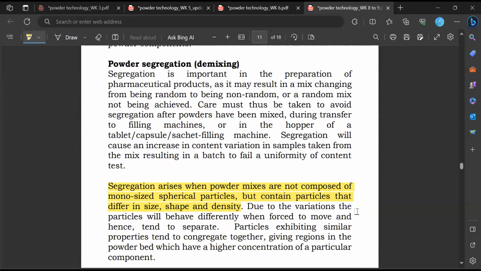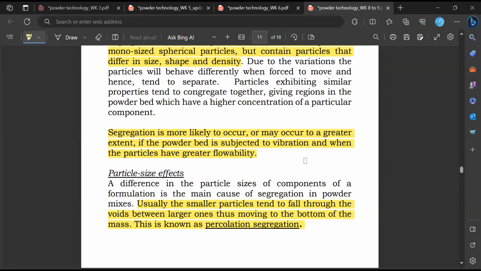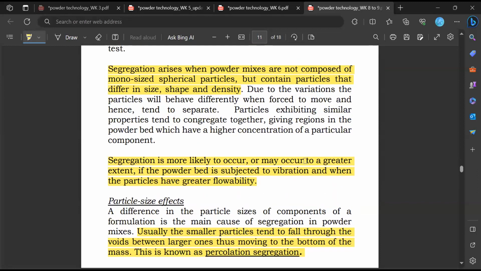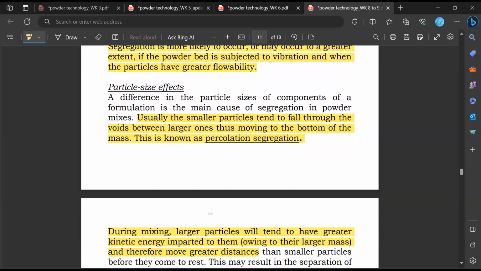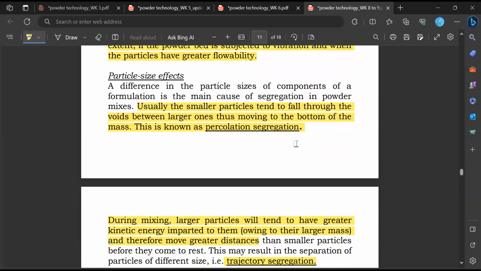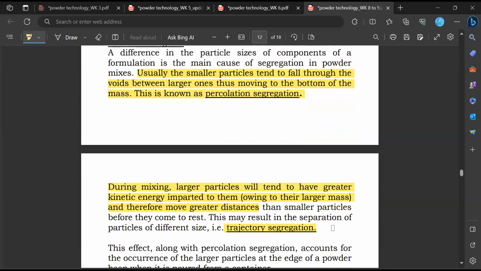Then when you're talking about demixing or segregation, it is affected by vibration. When you move particles from one place to the other, they are subjected to vibration, and we don't want that. Then it's affected by particle size effects, where you have percolation segregation, where smaller particles fall into the voids between the larger particles, and trajectory segregation, where larger particles have greater kinetic energy, so they move further.